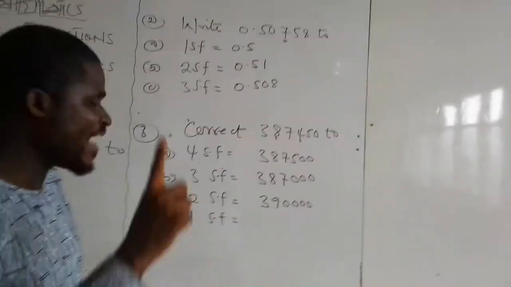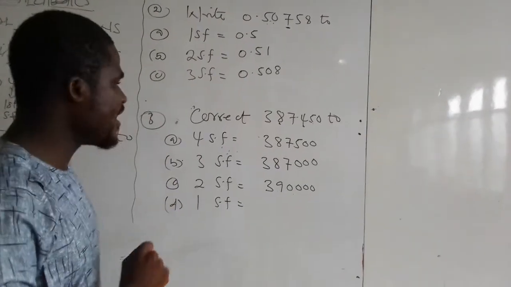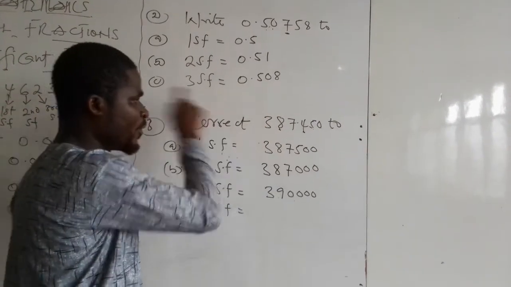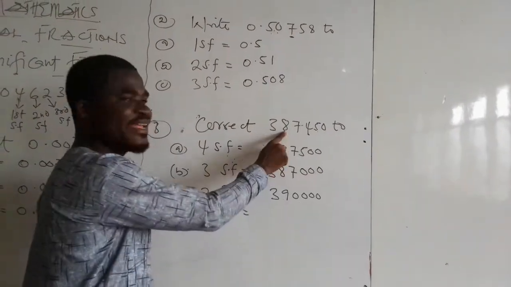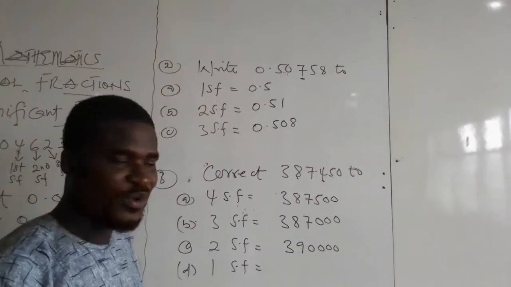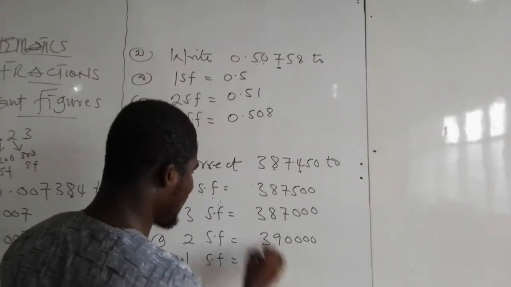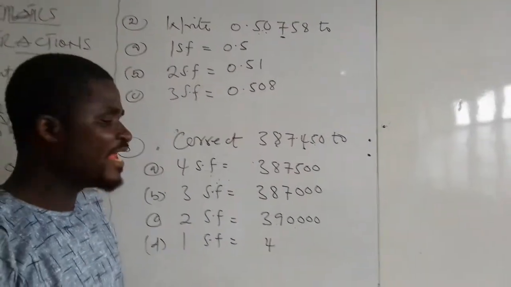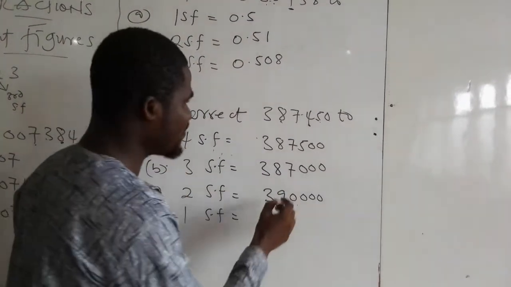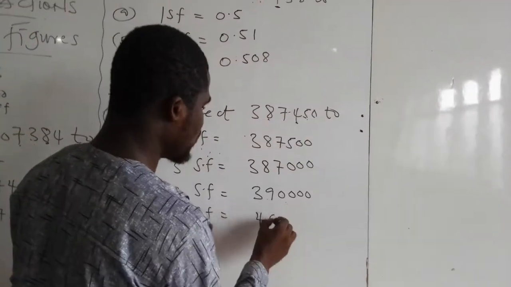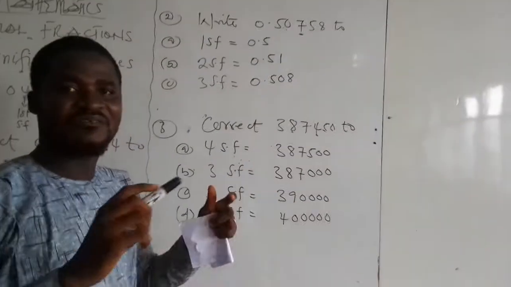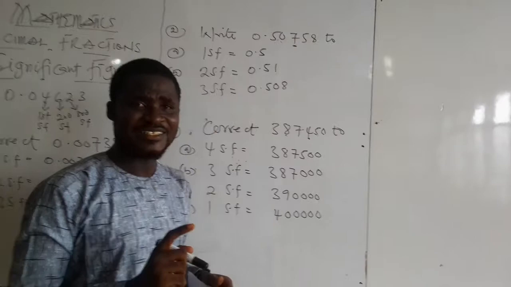Let's do the last one. My 1 SF. My 1 SF is 3. Look at the next number. It's 8. It's more than 5. So I'll add 1 to the 3 to become 4. So my 1 SF will be 4. Then the rest of the numbers you fill in with what? Zeros. So I'm going to have 1, 2, 3, 4, 5. So these are significant figures. Are you getting it? Good.